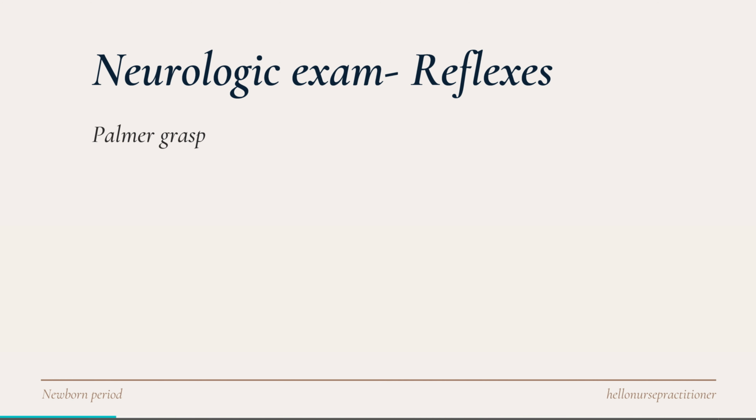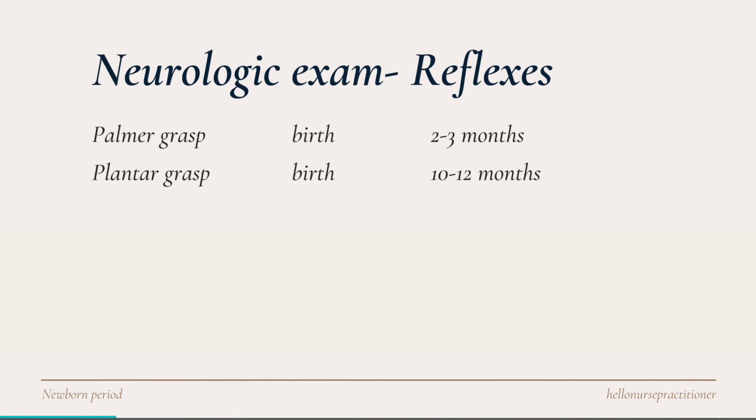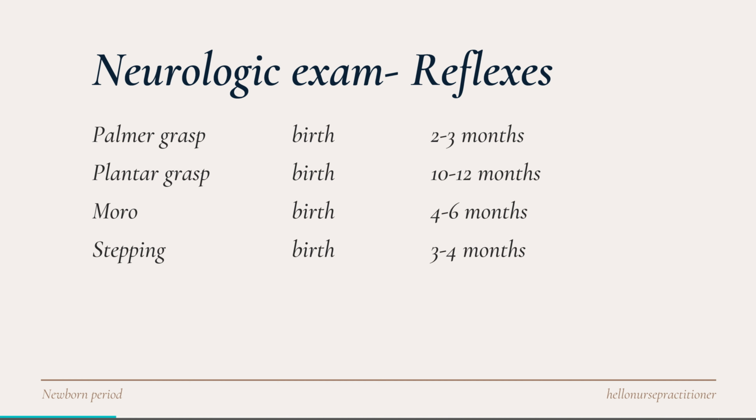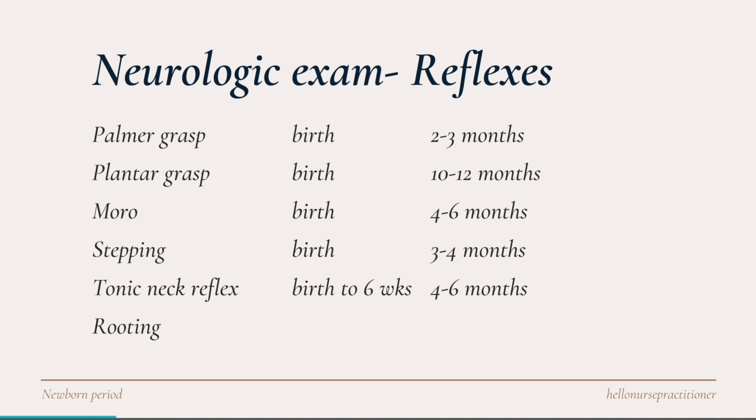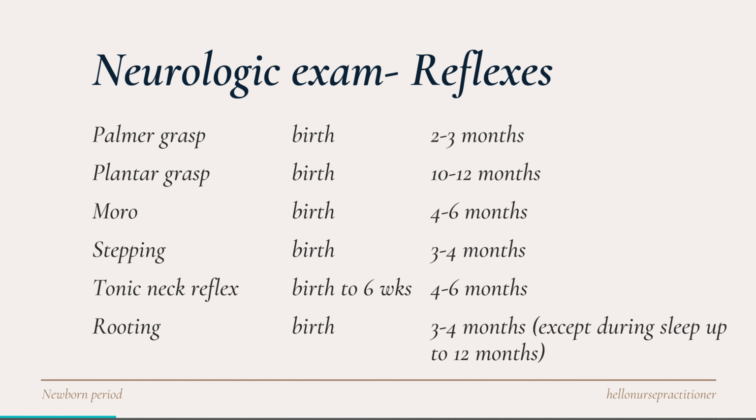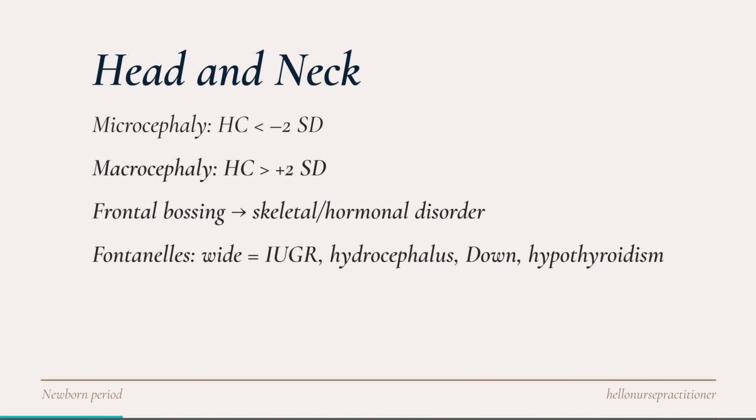For the palmar grasp, it appears at birth and it disappears in 2 to 3 months. The plantar grasp appears at birth, and think of it like a plant, it stays a while, 10 to 12 months. Moro appears at birth and disappears in 4 to 6 months. Stepping appears at birth and disappears in 3 to 4 months. Tonic neck reflex appears at birth and disappears in 4 to 6 months. Rooting appears at birth and disappears in 3 to 4 months, except during sleep, and it could last up to 12 months. Okay, let's go to head and neck.